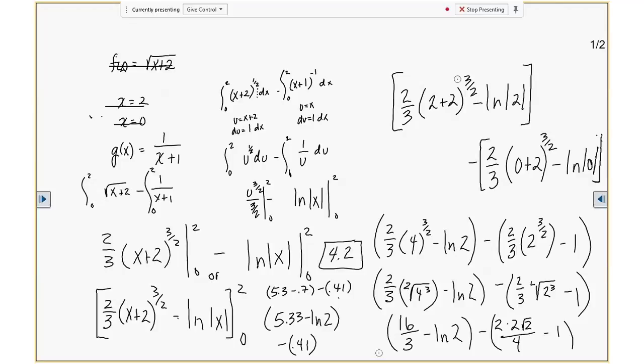What'd y'all get? You get exactly 4.2? 4.19. Oh, okay. Now, that's the area that we had a while ago. Now, somebody asked where I get the 4 from.